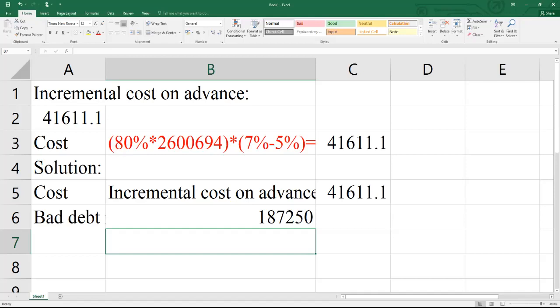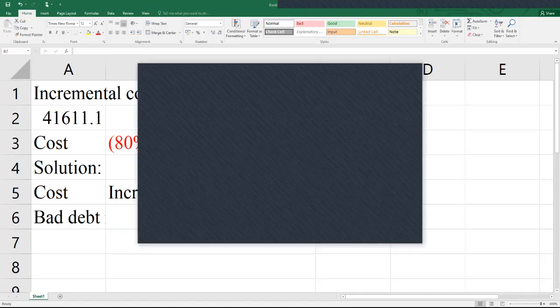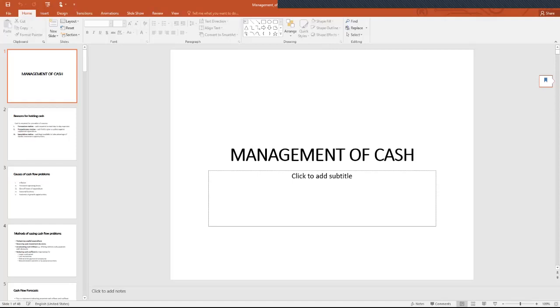So that is on how to manage accounts receivable. Now let's discuss the next component of working capital, which in this case is cash. So cash management. Any question on the receivable before we proceed to cash management?